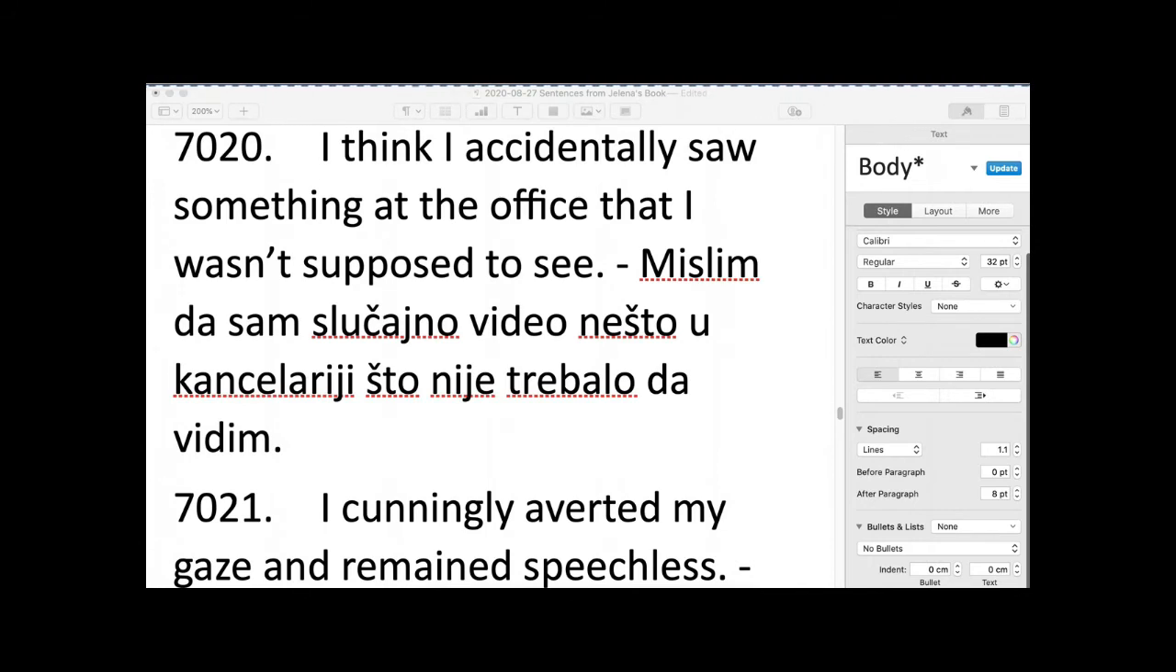So this is really common. I'm happy to see this here in the book, because this happens often, not just at the office, but at home, anywhere. You might see something that you weren't supposed to see. And it's a bit of a predicament. It's a problem. You don't know what to do.